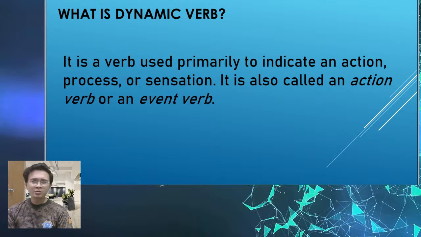Yes, so commonly most people recognize more the word action verb. But dynamic verb is like the higher form of the action verb. So remember, when we say dynamic verb, it shows action or it has movement.